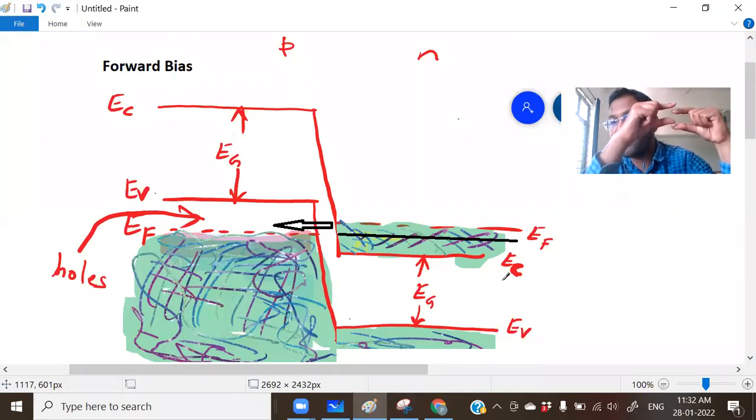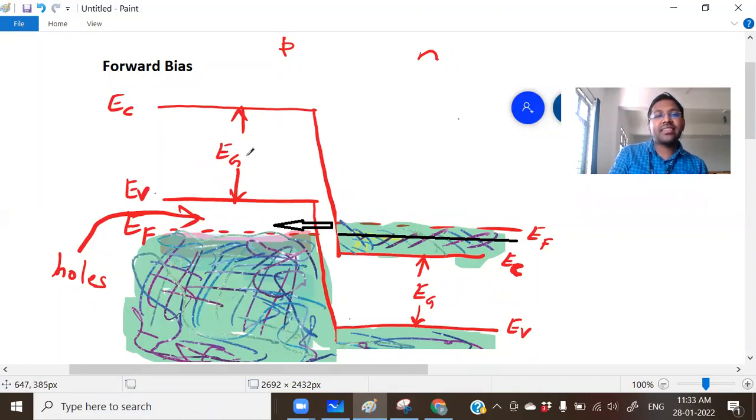Now if we further increase the forward bias, then the water flow will reduce. Now the water flow will become minimum. Here onwards also the energy level will keep on shifting higher. But what happens is the EC and EV on the p side will start aligning with the EC and EV on the n side. Then it will behave like an ordinary PN junction diode.